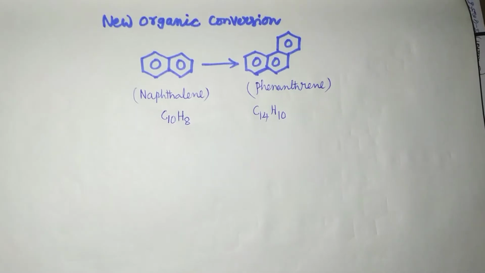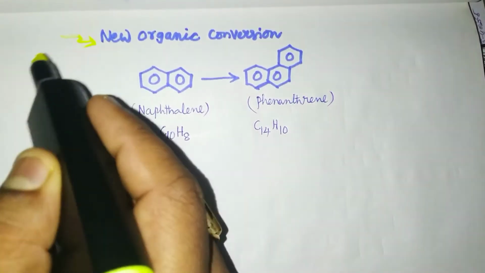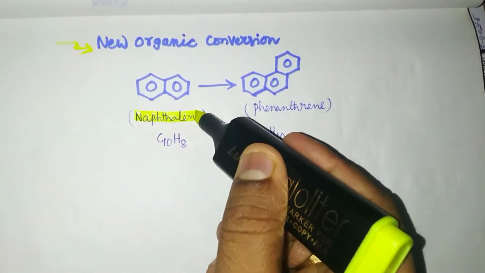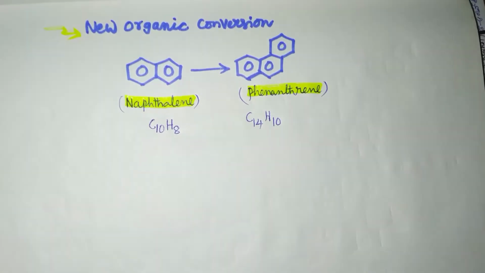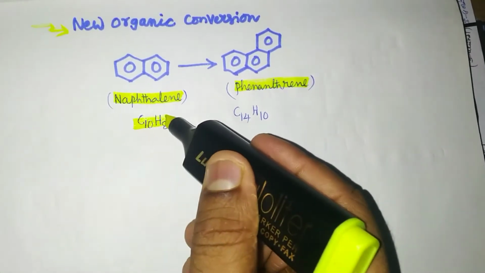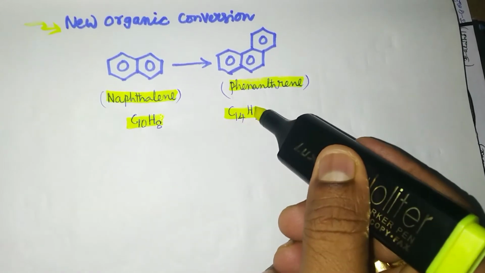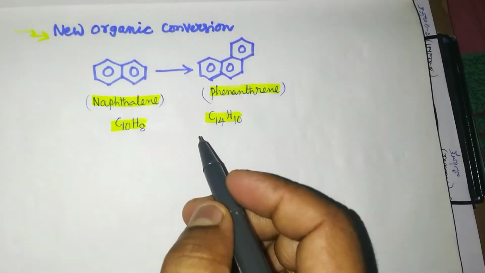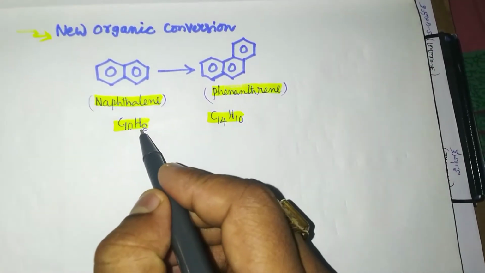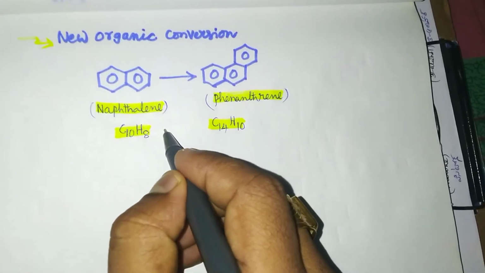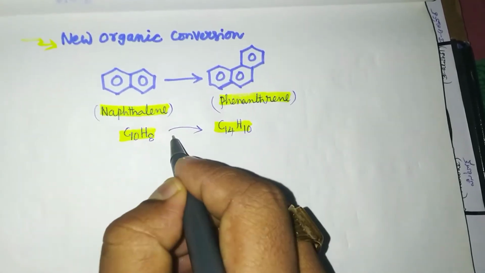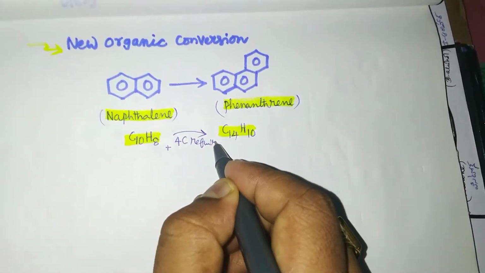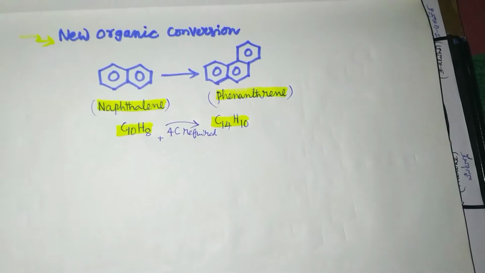Today we will discuss a new organic conversion reaction, that is naphthalene to phenanthrene. Naphthalene is a C10H8 compound, whereas phenanthrene is a C14 compound. So in this conversion we have seen a C10 compound convert into a C14 compound. So how many carbons are required for this conversion? Plus 4 carbons required. 4 carbons required for this conversion.